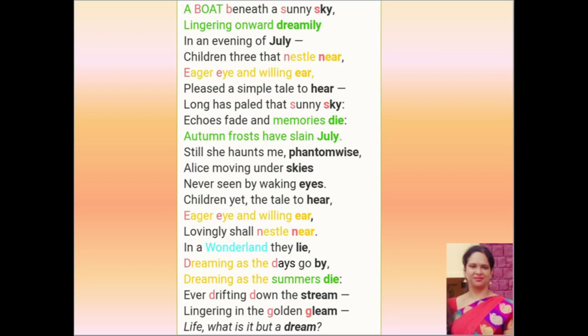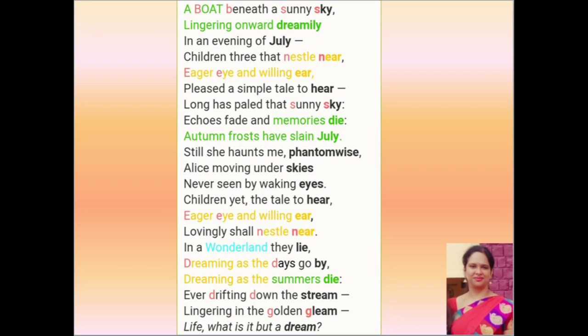All the yellow lines are repetition. Eager eye and willing ear. Eager eye and willing ear. Nestle near, nestle near. Repeated twice, so it is repetition. Dreaming as the, dreaming as the. It's repeated twice, so it's also repetition.